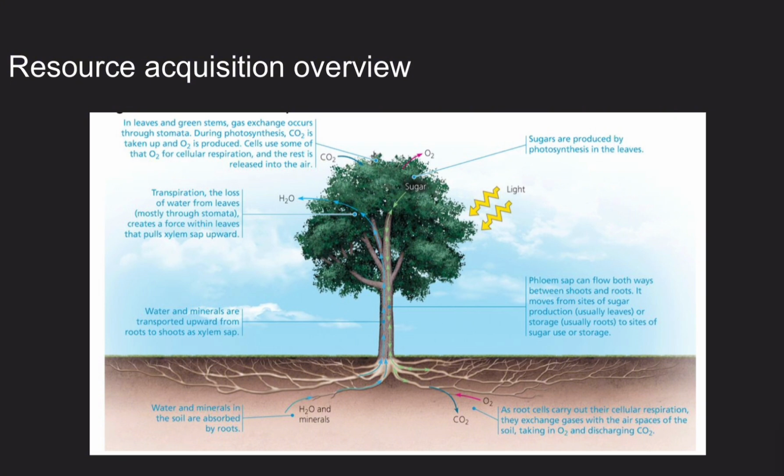Sugars are produced by photosynthesis in the leaves. So the photosynthesis equation is 6CO2 plus 6H2O plus light energy produces glucose and oxygen.